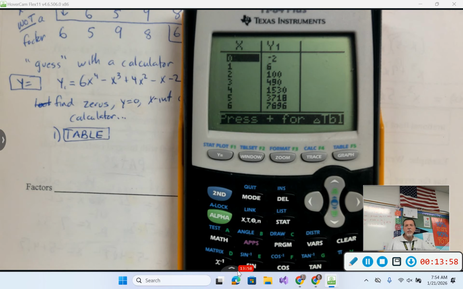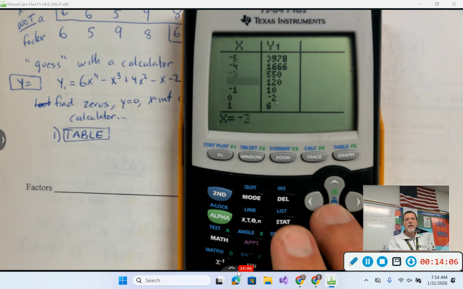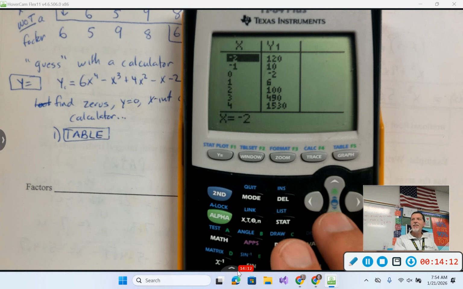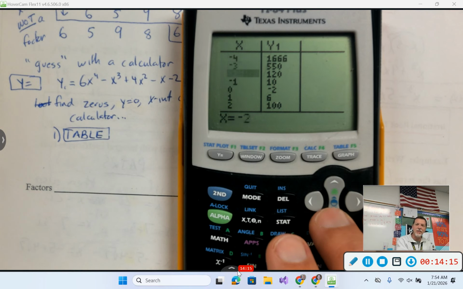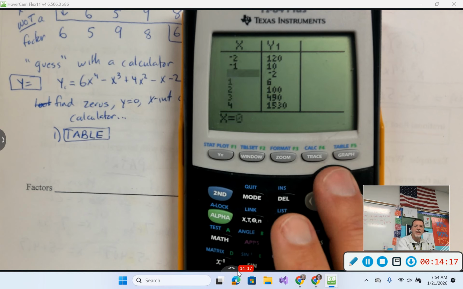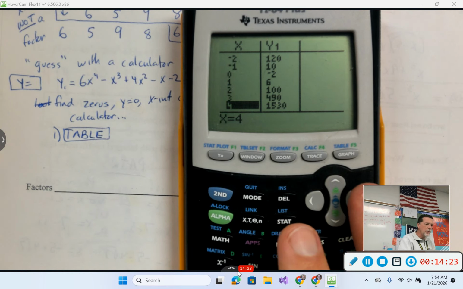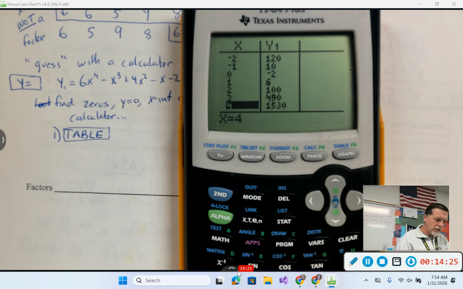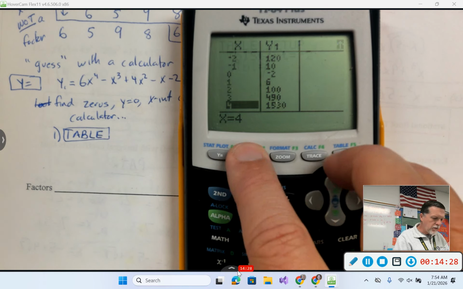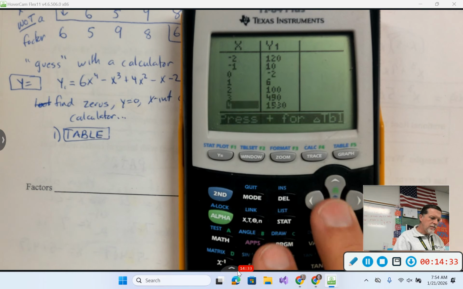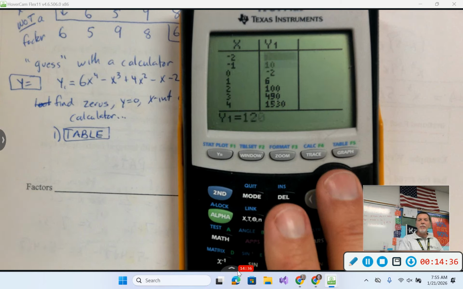Because if one of those numbers makes y equals 0, then I'll have the 0, which means I can figure out the factor. Wait, so it is 2? It's 1 third. I don't see any answers in the table. Like none of those are 0. So what you can also do on the table, I don't know if this is worth it or not. My table, there are no y equals 0s.